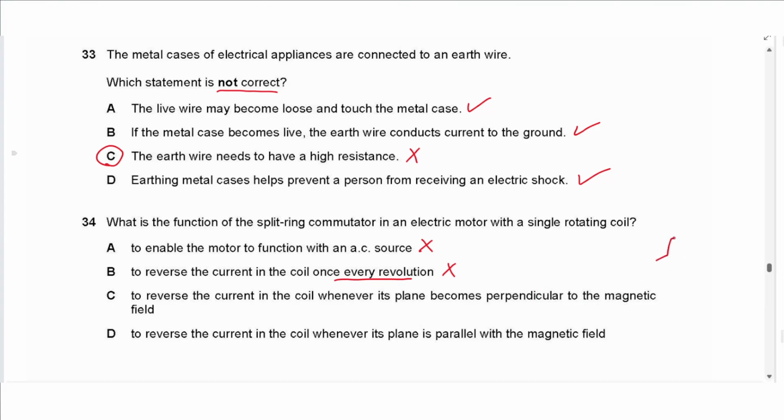That means that the shape of the coil would be like this if the field is horizontal. So when the coil is vertical, actually we need to reverse the direction of the forces because one side of the coil will be moving up. Now we want it to move down, and the opposite for the other side of the coil. So this is actually correct. To reverse the current in the coil whenever its plane is parallel to the field. No. So the answer here is C.